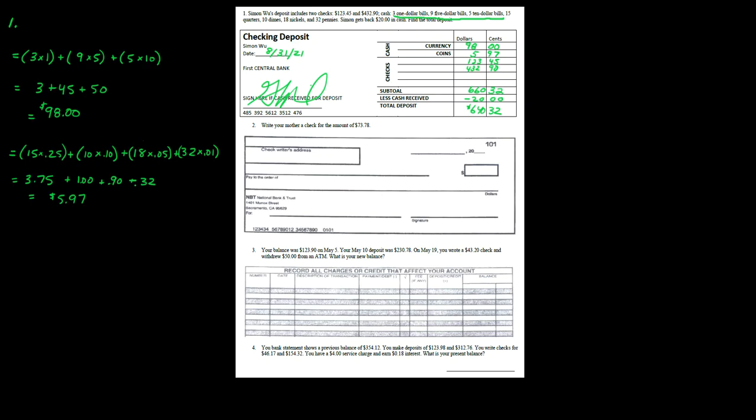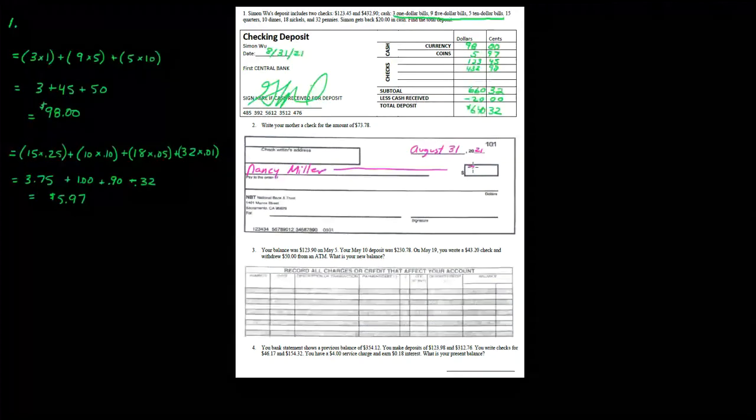If we look at number 2, we need to fill out the check. Let's go ahead and stick with the same date here. So we'll say that it is August 31st, and we'll say that it's still 2021. And we have write your mother a check for $73.78. So pay to the order of, write my mom's name in here, Nancy Miller. And then we want to draw this line so nothing can be added in there. That's important.